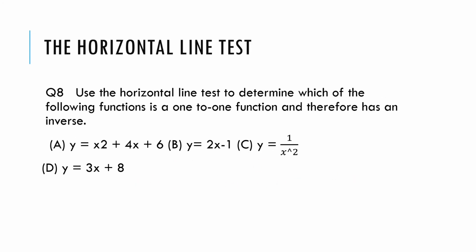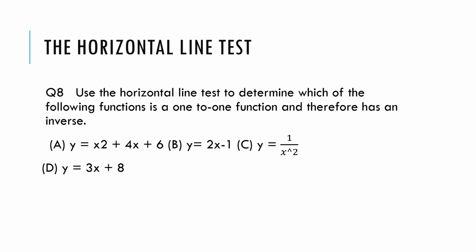Okay, the horizontal line test. Use the horizontal line test to determine which of the following functions is a one-to-one function and therefore has an inverse. A, y = x^2 + 4x + 6. B, y = 2x - 1. C, y = 1/x^2. And D, y = 3x + 8.